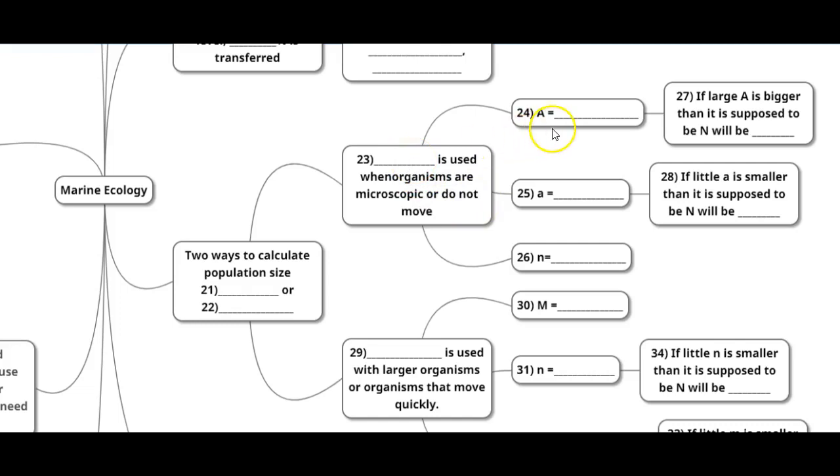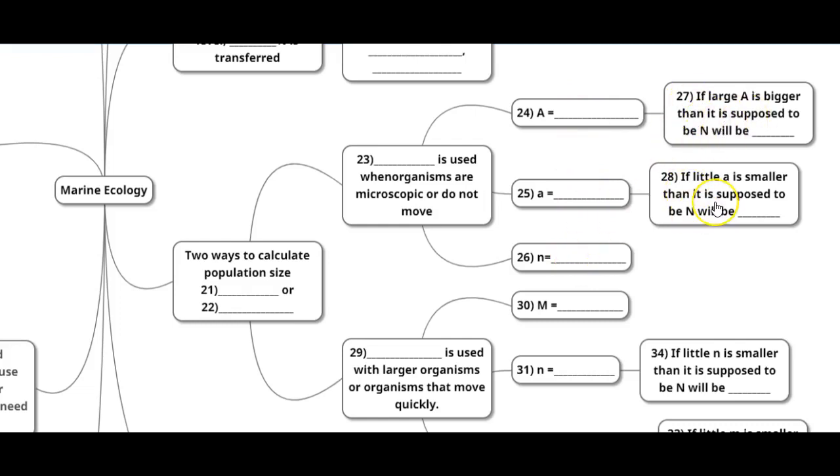Random sampling. Big A, this is the total area. Little a, area sampled. Little n, number of organisms in sample area. So if the total area is 100 squares, we don't want to measure 100 squares. We go out and we sample 10 of them. We count up all the things in all 10 squares. Let's just say it happened to be 30. Then we can set up our equation.